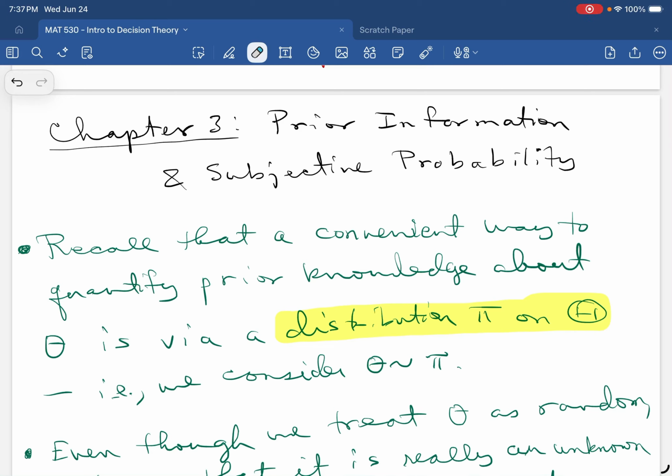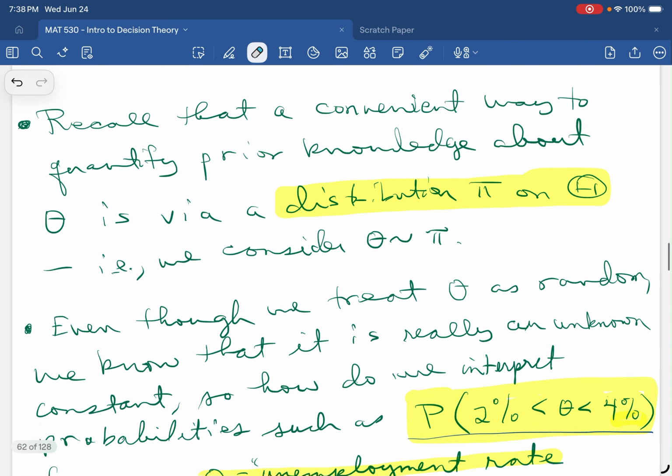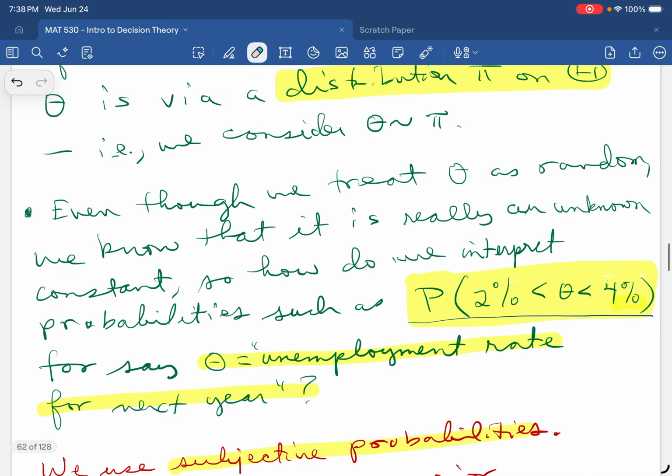In Chapter 3, we're going to look at prior information and subjective probability. So, we want to quantify our knowledge about this unknown parameter, and we've talked about how we can do that by trying to put together a distribution on the parameter space, which we call pi, or pi star, we've called it. And since theta actually is a constant, then it's not really a true distribution because theta is not actually random. So we have to kind of talk about how we're looking at things here.